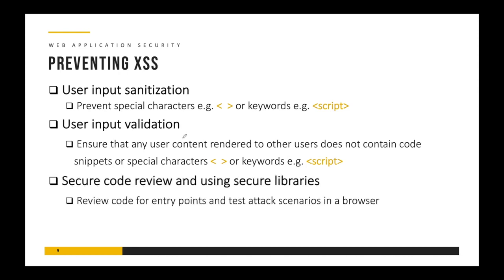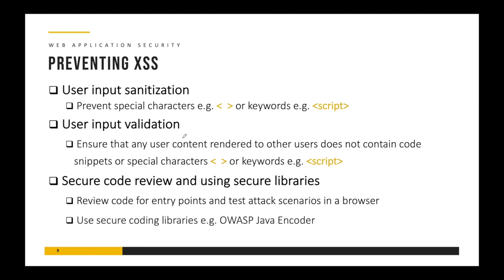So before rendering that information, the web application should make sure that it does not contain malicious codes or scripts. Another nice technique is to use secure code reviews and using secure libraries. So basically, companies should always ensure that they have secure code review processes which check for entry points and test attack scenarios. So this is just like use case testing.